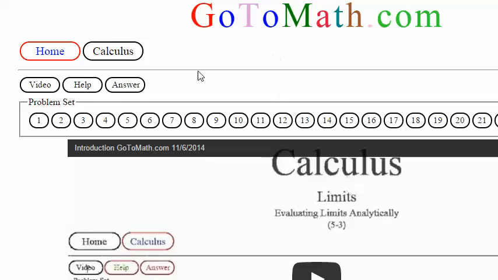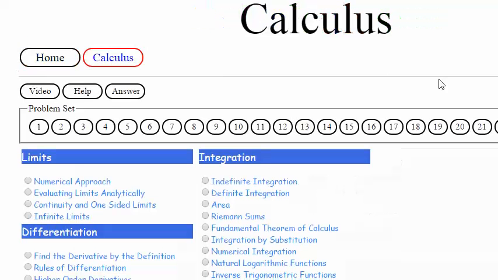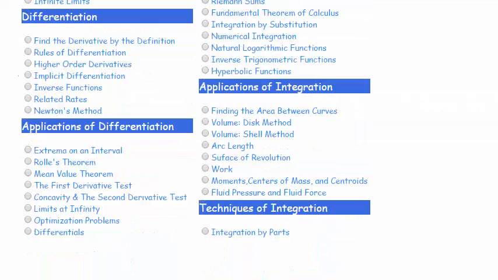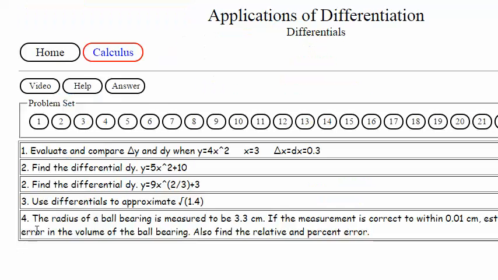Okay, we're here at gotomath.com working some calculus. Let's go down to differentials, and we are doing, looks like 3-1.